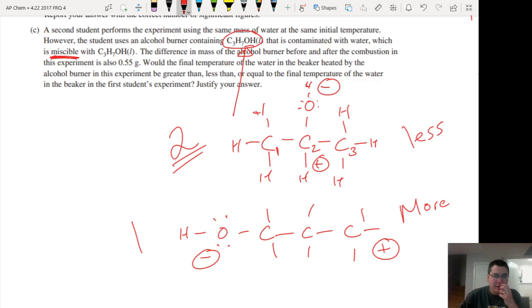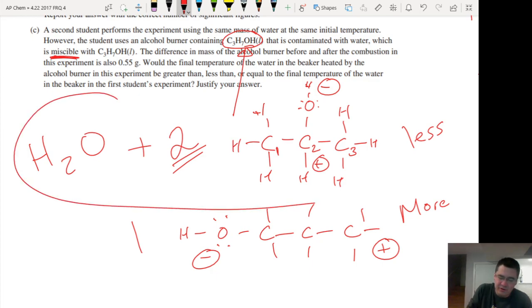Okay. So going back to the question, they contaminated this 2-propanol, and it has some water. And it says that the difference in mass of the alcohol burner before and after in this experiment, the second student did, is also 0.55 grams. Would you expect the temperature of the water in the beaker that was heated by the burner to be greater than, less than, or equal to the final temperature of the water in the first experiment?